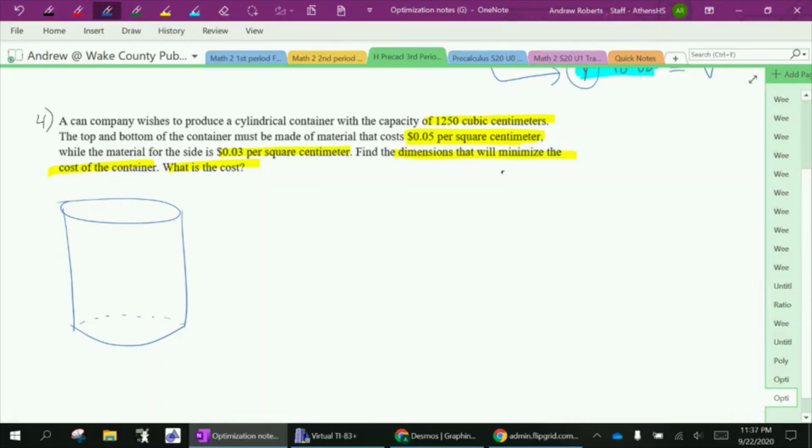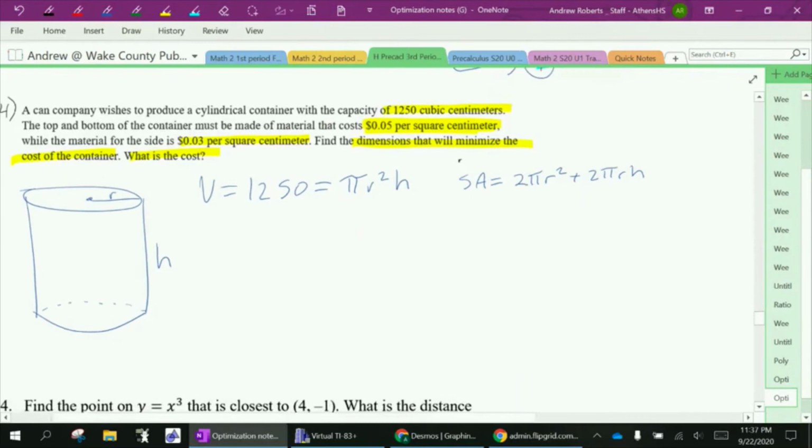Okay, so I know the volume has to be 1,250. Also, the volume of a cylinder is pi r squared times the height. Now, I know my surface area is what's going to cost me money. So surface area is 2 pi r squared, because pi r squared is a circle, and there's two circles, top and bottom, plus 2 pi r, which is the circumference, times the height, which gives us kind of the area of a rectangle, if you want to look at it like that.